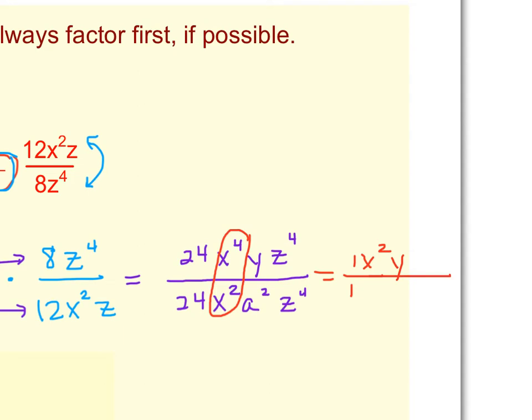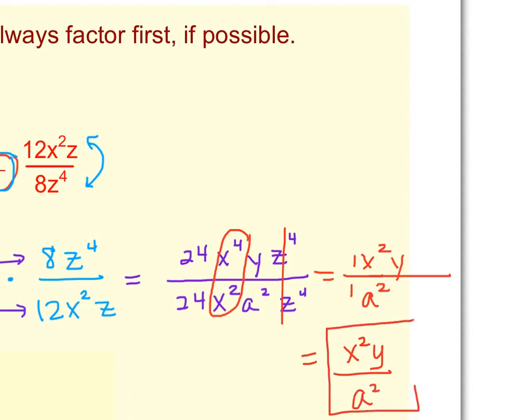I notice there is an a squared on the bottom. There's not an a squared on the top to divide with, so that a squared is going to stay on the bottom. And then we have our z to the 4th over z to the 4th. So z to the 4th over z to the 4th, we are just going to go ahead and cancel those, and the z's are gone. So our answer, we have 1x squared y, or just x squared y, over 1a squared, same thing as a squared. So that is our final answer. Very similar to what we did in the last lesson, only this time we just have to flip our second fraction and change it into multiplication.